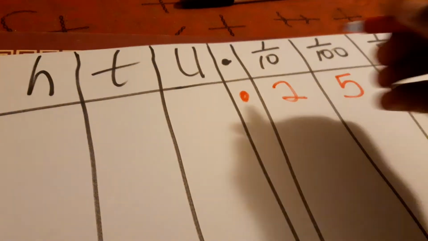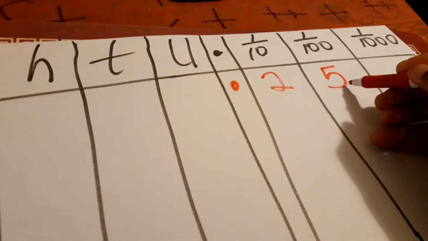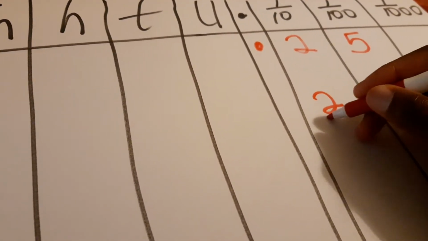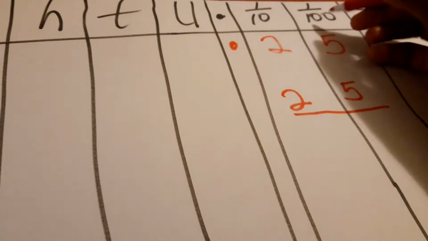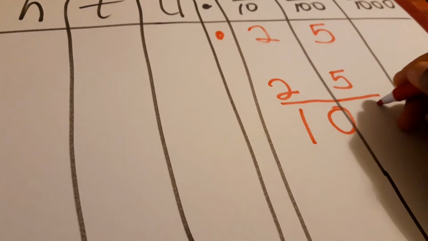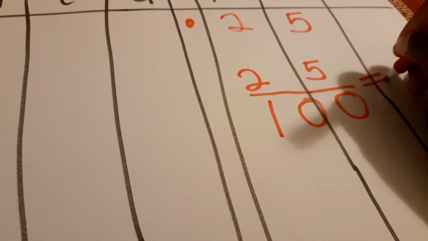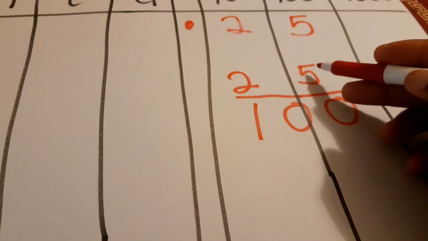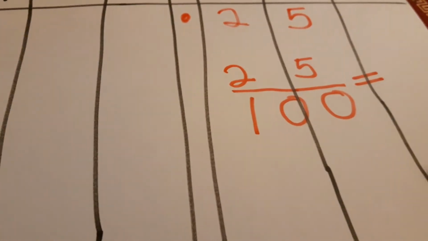So as a fraction, we don't have any whole number. So that will be 25 over, what's the number here? Hundredths. So that will be over 100. And there you go, that's a fraction. Now we can simplify. When you're simplifying, you just need to find a number that goes into both of them without any remainders.